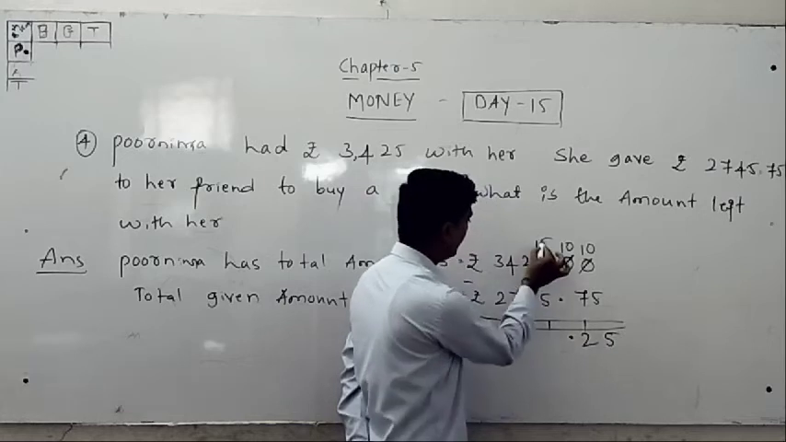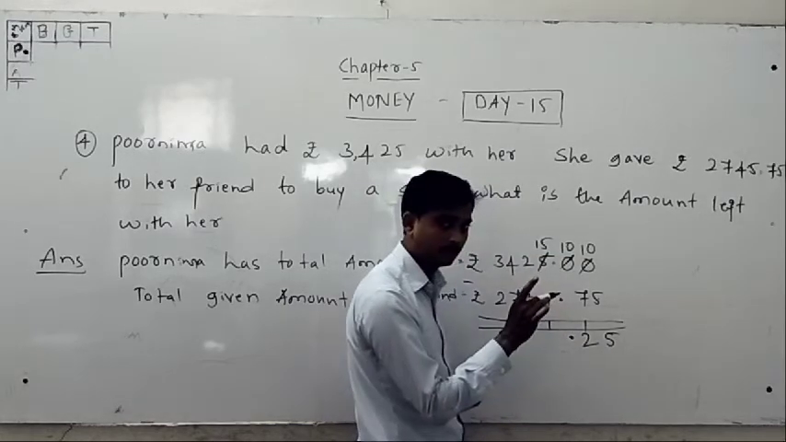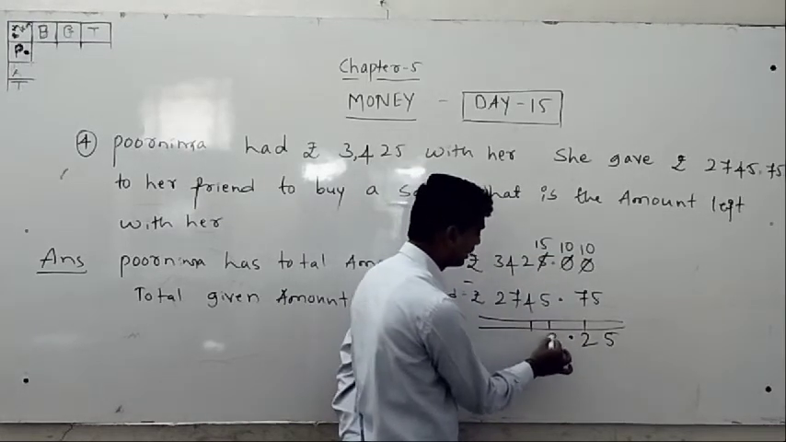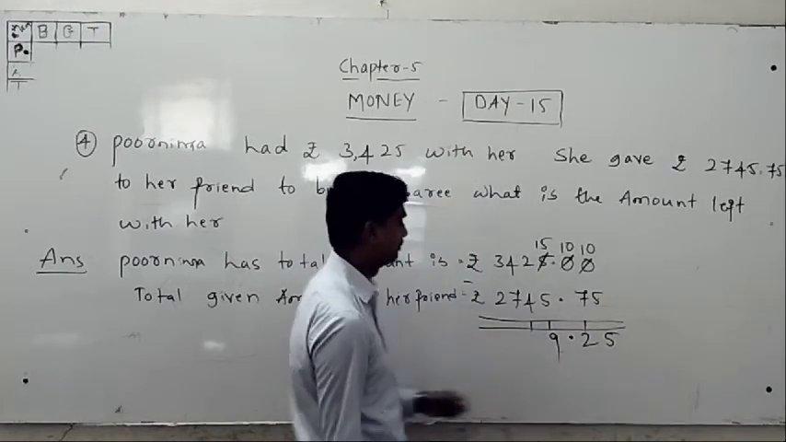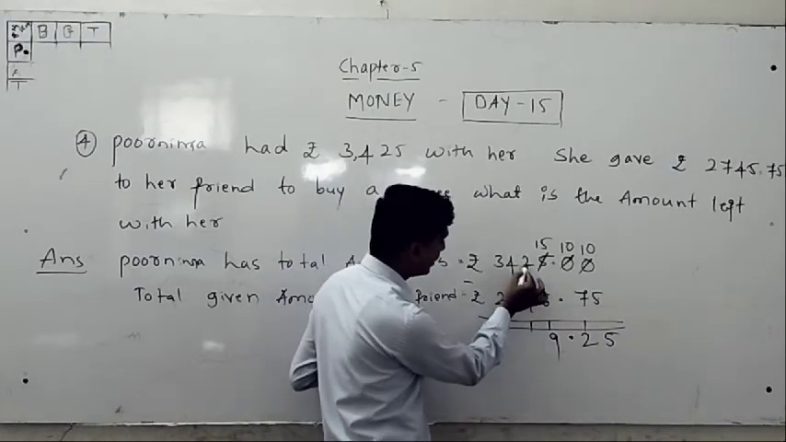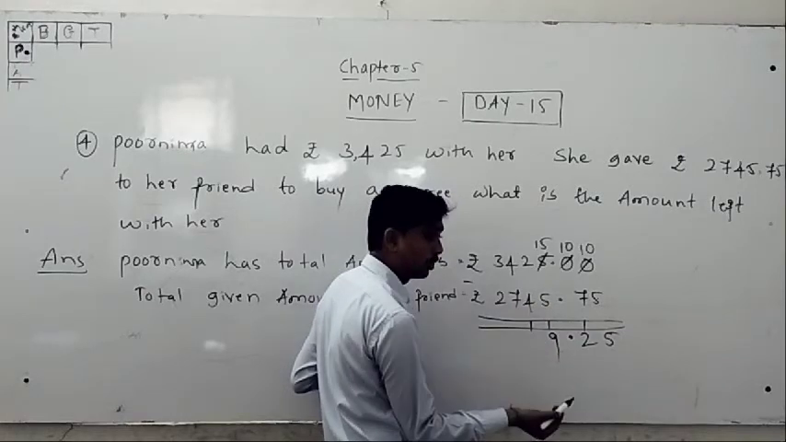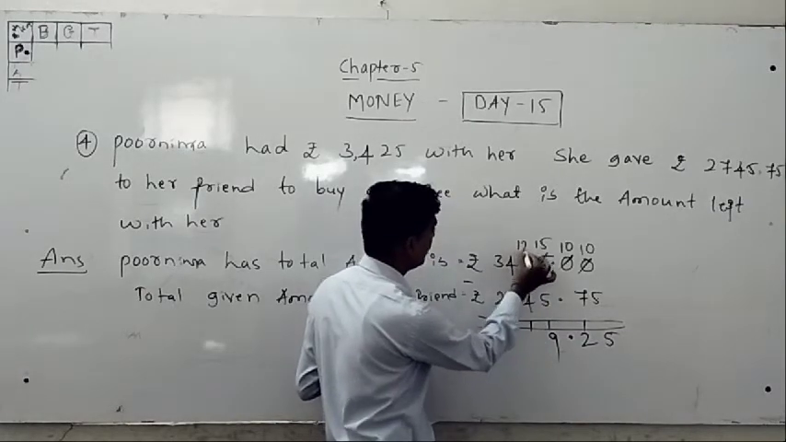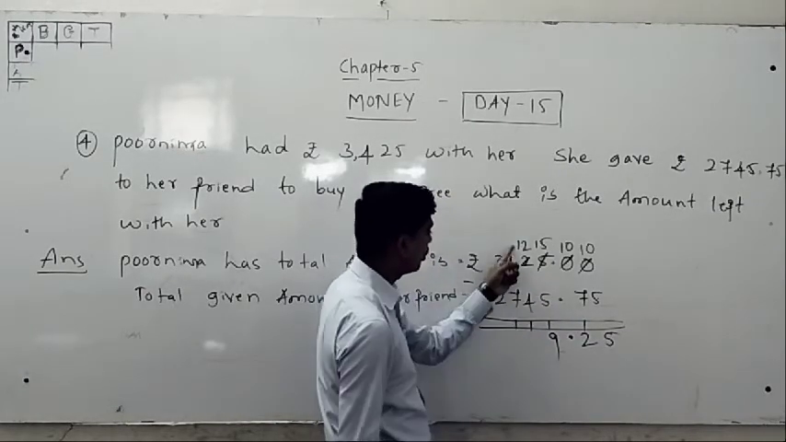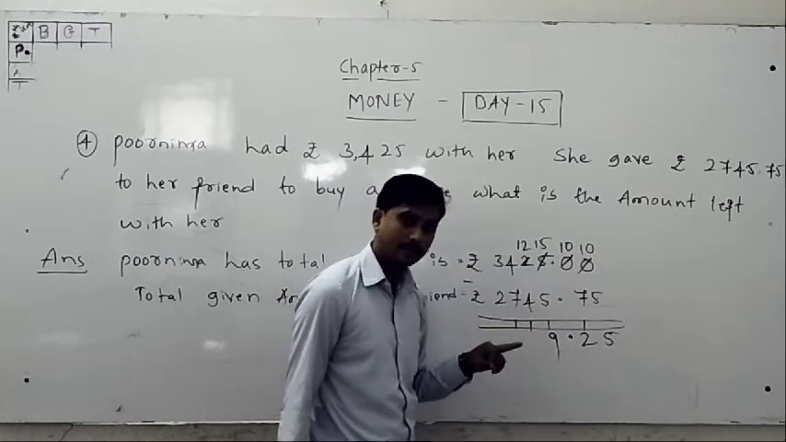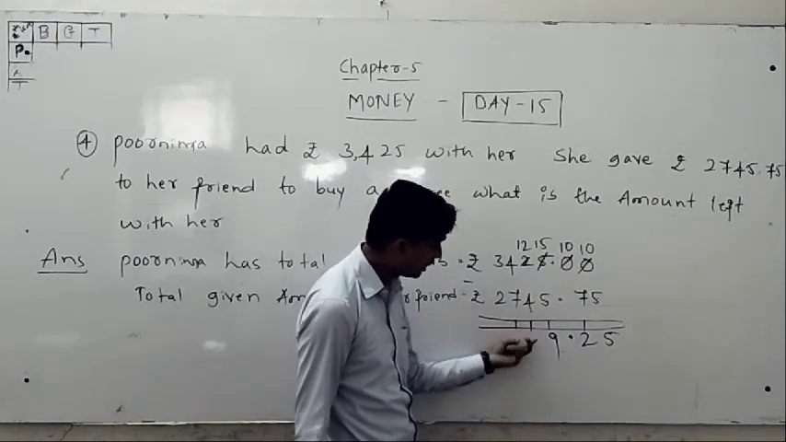15 minus 5, 10. 10 minus 1, 9. It is the 9. Then here 2 is there and here 4, but it is also not subtract. That's why again you take a borrow. Then 12 minus 4, 8. 8 minus 1 carry is there.